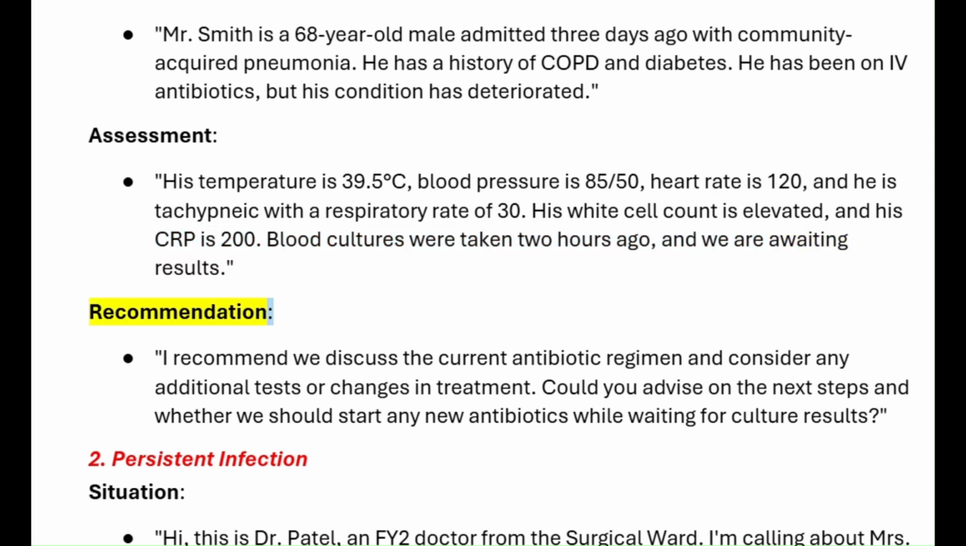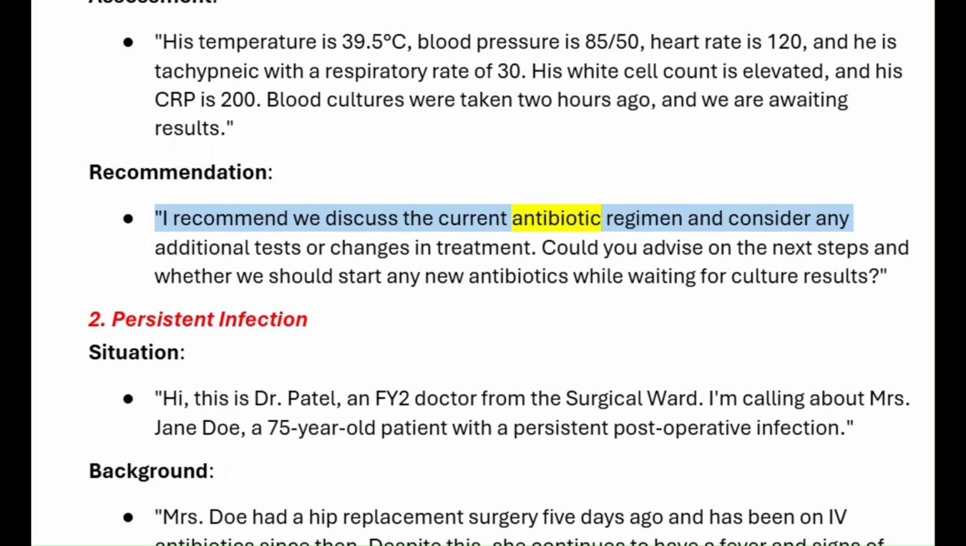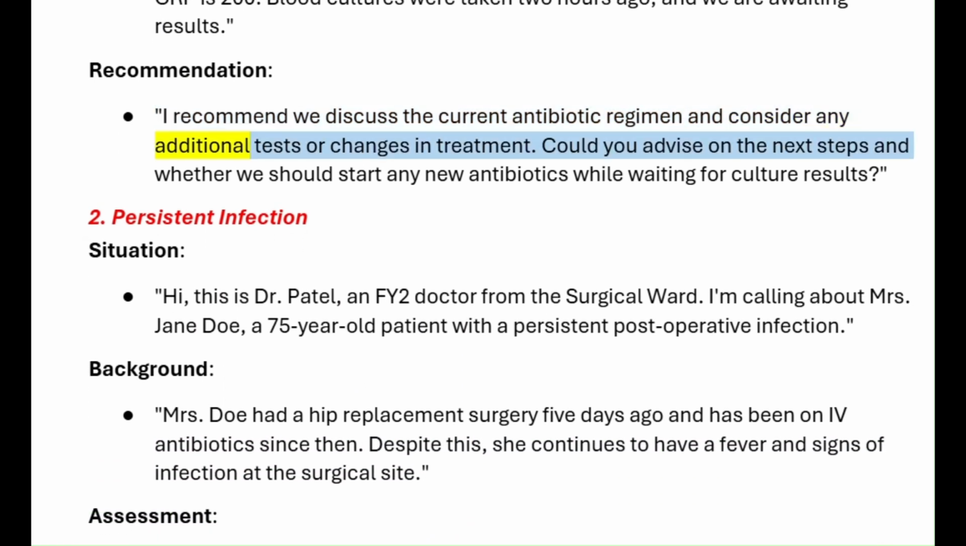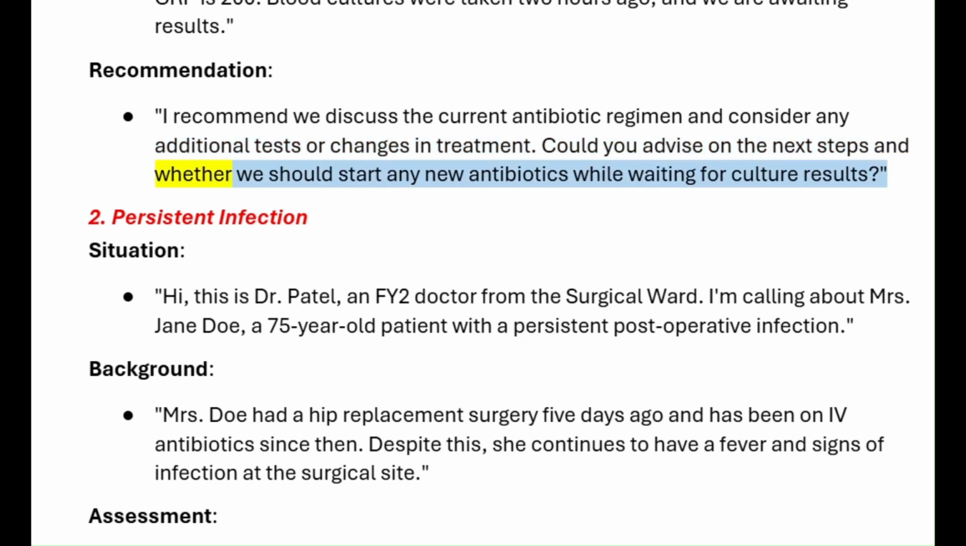Recommendation. I recommend we discuss the current antibiotic regimen and consider any additional tests or changes in treatment. Could you advise on the next steps and whether we should start any new antibiotics while waiting for culture results?